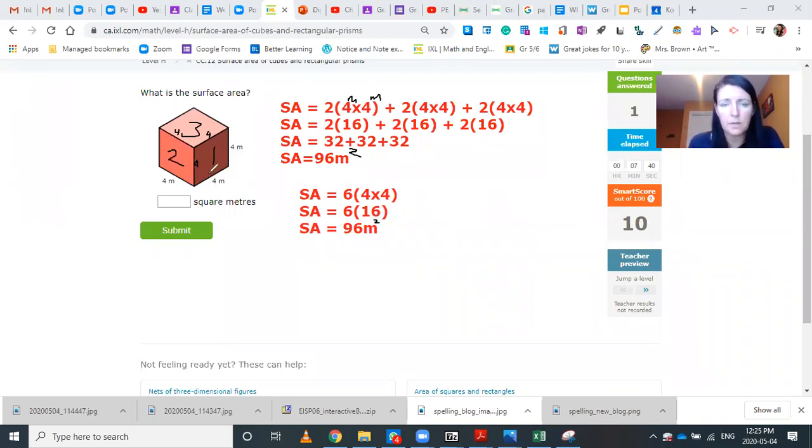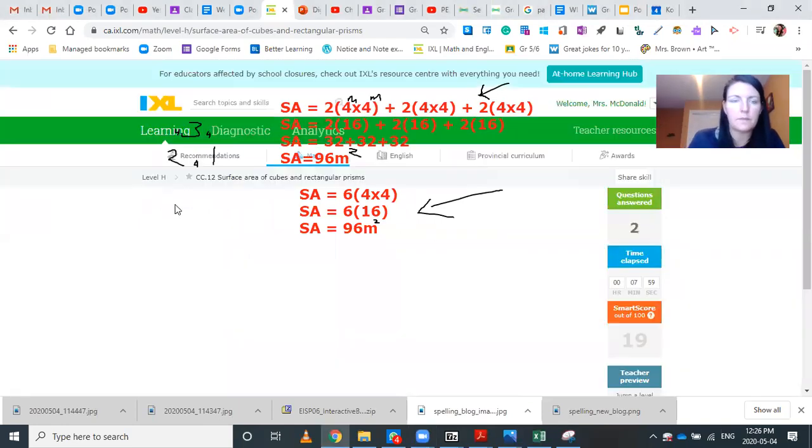So if you have a cube on your hands and you need to find the surface area, you can go straight to this formula. This formula you will need for a rectangular prism. You can do it for the cube as well, it just does take an extra few steps. Okay, so let's put that in. We've got 96 square meters.